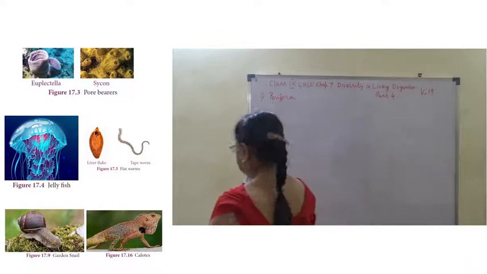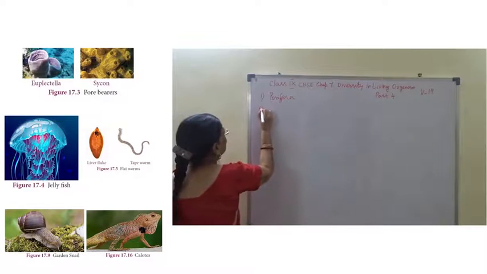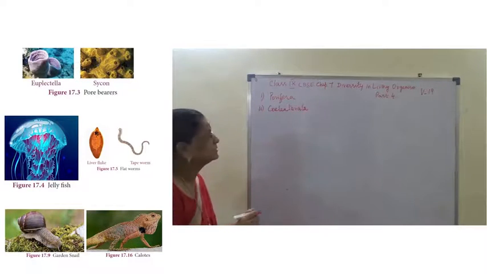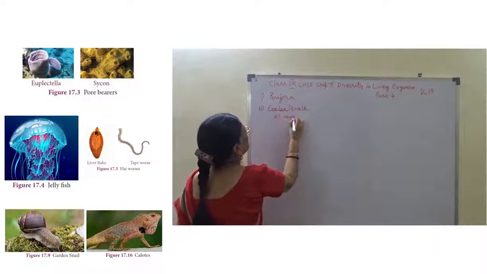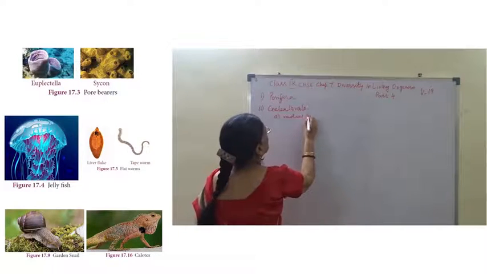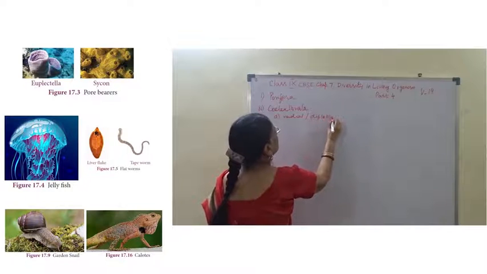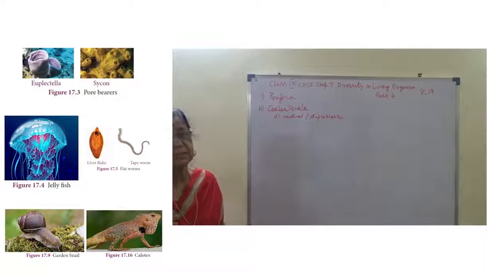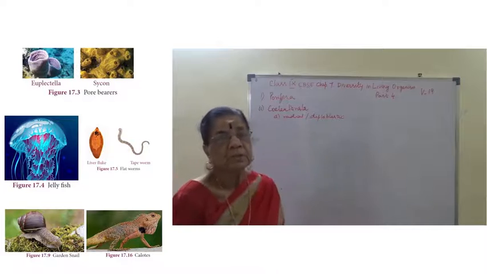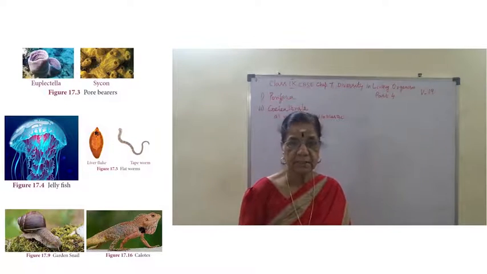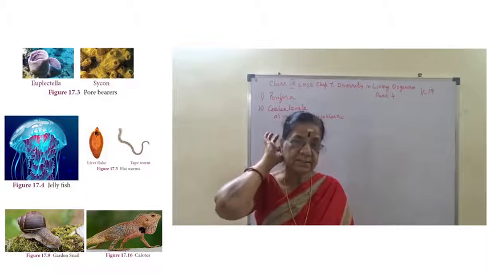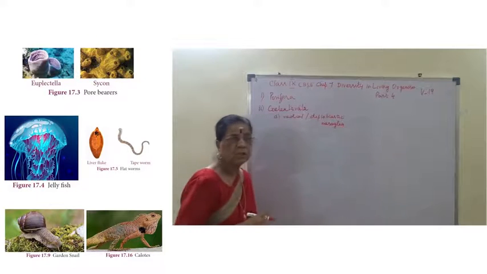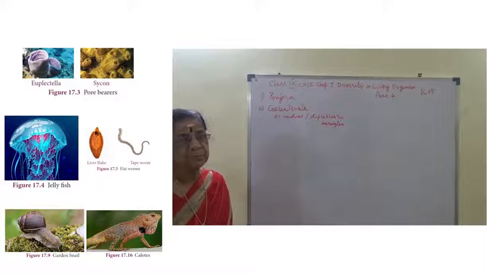Right? The next one, phylum Cnidaria. They are characterized by radial symmetry and diploblastic. They show radial symmetry and are diploblastic, that is, presence of outer ectoderm and inner endoderm. The middle mesoderm is absent. Instead, they have a non-cellular mesoglea. Hence, they are called diploblastic animals.